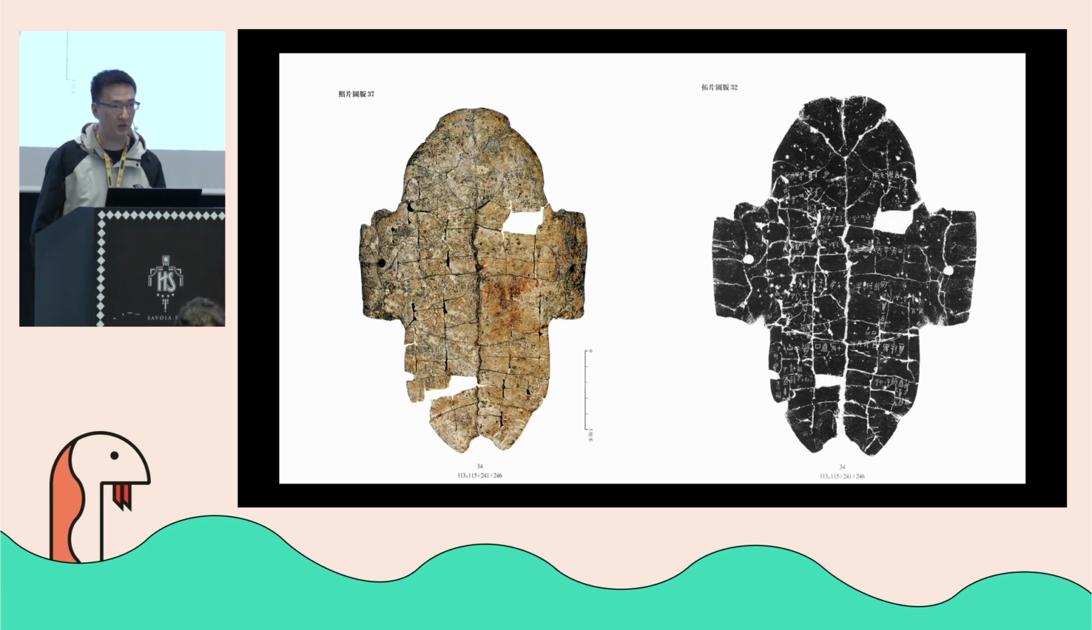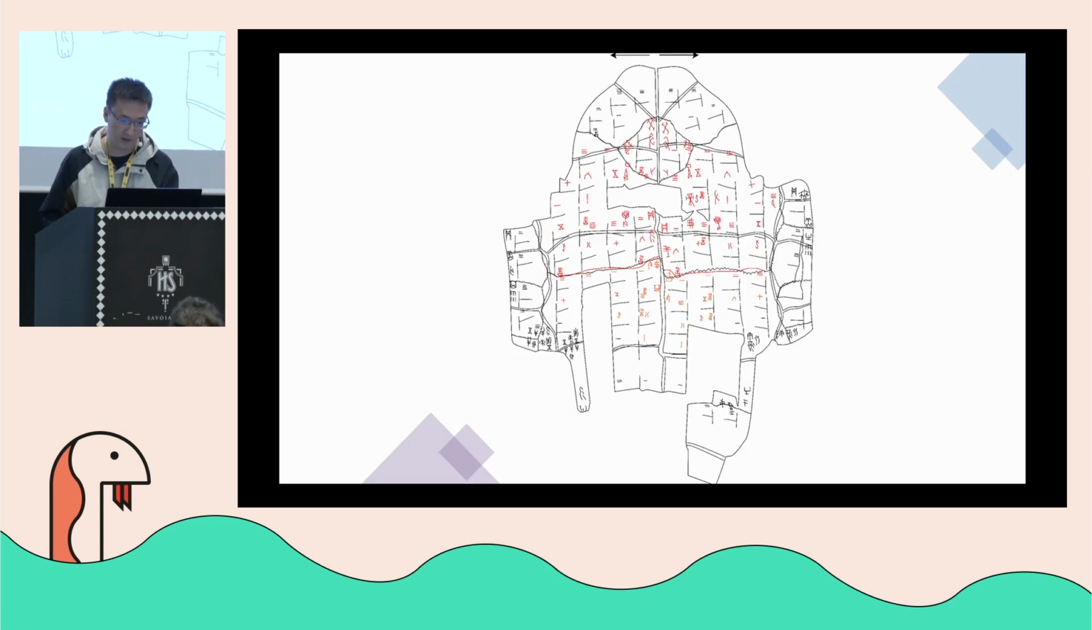Turtle shells are used because they were believed to possess a spiritual potency that was needed to contact the ancestral spirits and the natural spirits. And this here is a more complete fragment. There are very few areas that are missing. And this is also a tracing of what the artifact looks like, so what kind of traces are on them and what kind of inscriptions are written.